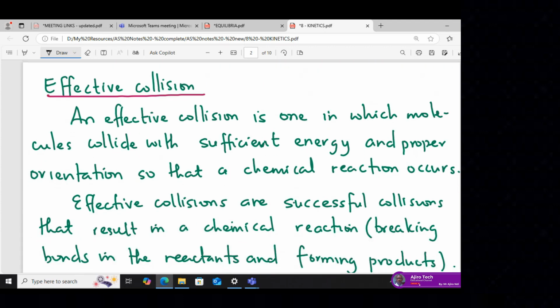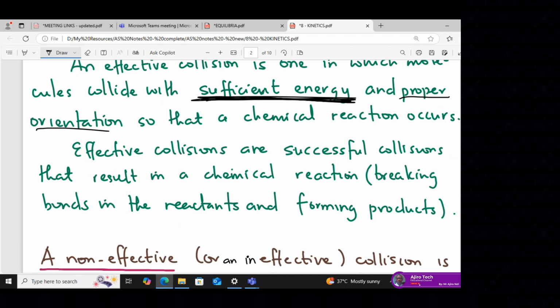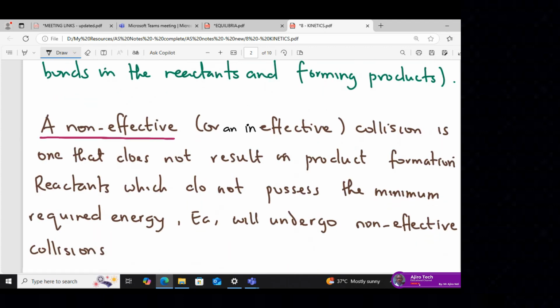An effective collision is one in which molecules collide with sufficient energy and proper orientation so that a chemical reaction occurs. In Cambridge, they don't really emphasize orientation, though it's there. What they emphasize is sufficient energy. But this is the standard way of defining it. Effective collisions are successful collisions that result in a chemical reaction, breaking bonds in the reactants and forming products. What is a non-effective collision?